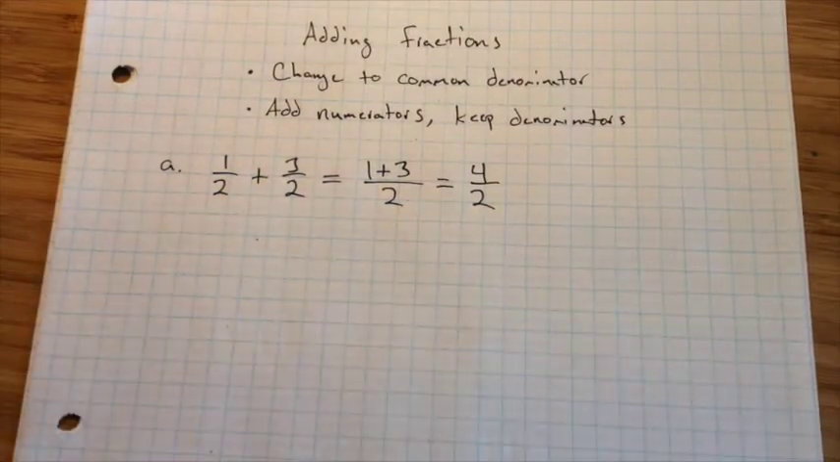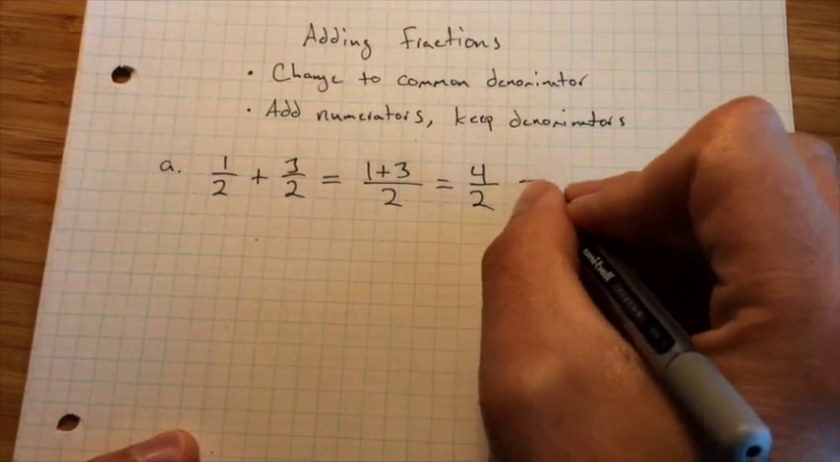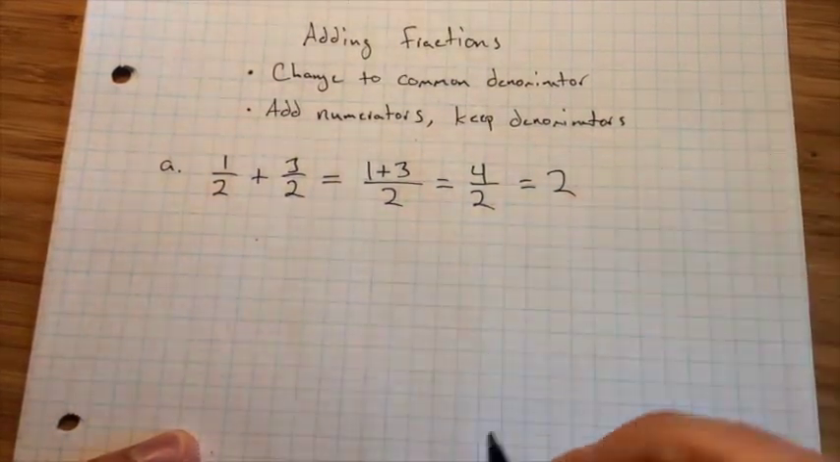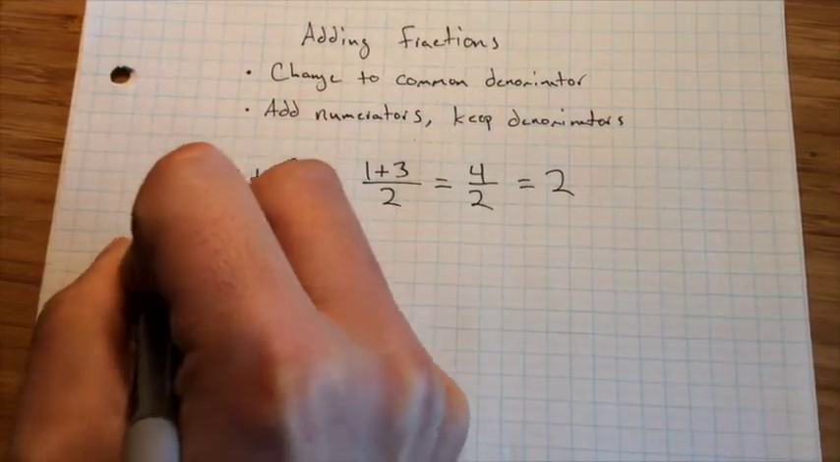The size of the piece never changed. It's just how many of that piece I have. In this case, we can actually simplify this here. So 4 divided by 2 is actually 2. So the answer is 2. So kind of a funky looking 2 there. Let's take a look at another one.